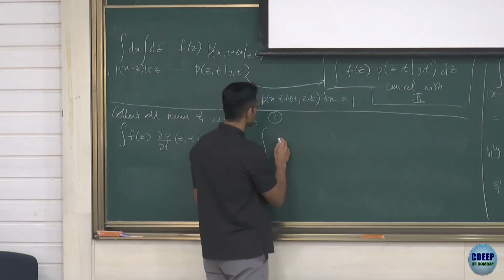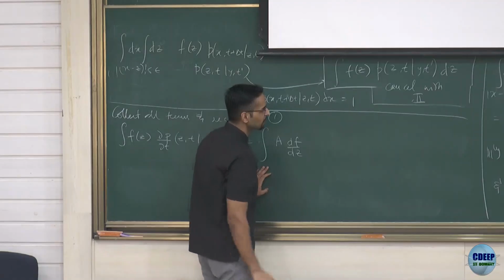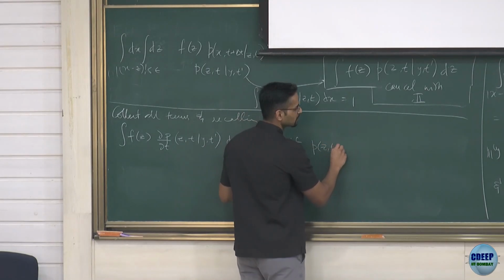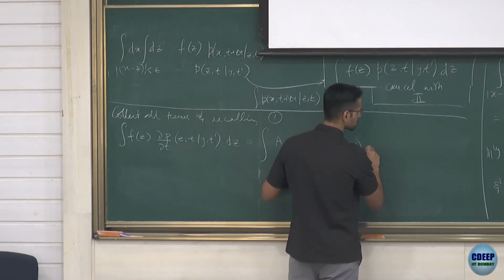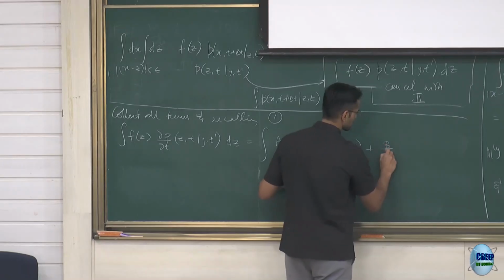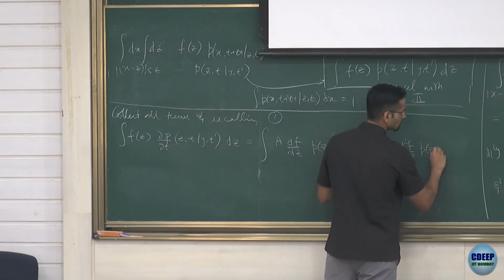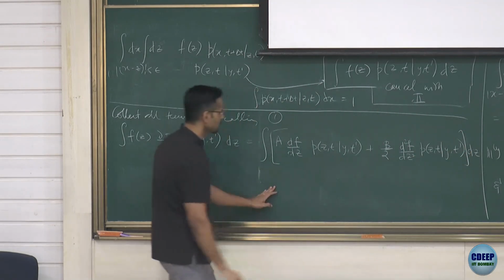So I have only two terms, right? I have A, everything is a function of z and t, right, times the probability of, okay.